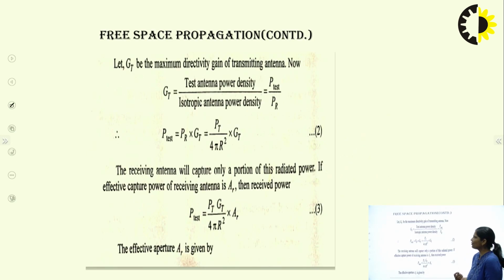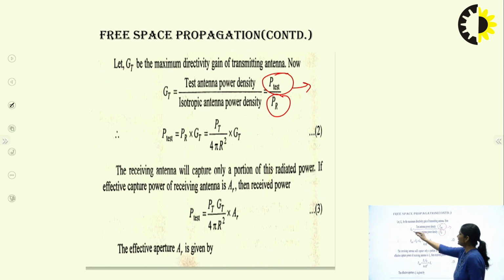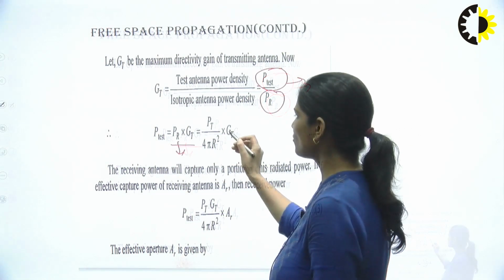Now, GT is what? GT is the maximum directivity gain of the transmitting antenna. GT is equal to the test antenna power density upon the isotropic antenna power density, where the test antenna power density is represented by P test and the isotropic antenna power density is represented by PR. So GT is equal to P test upon PR, and P test is equal to PR into GT. You can put the value of PR from the previous equation, that is equal to PT upon 4 pi R square into GT.